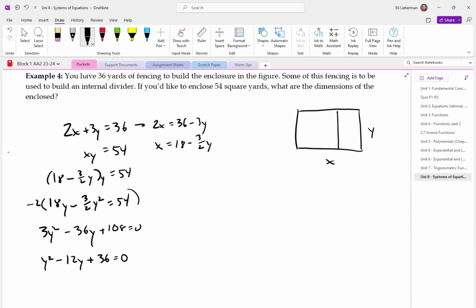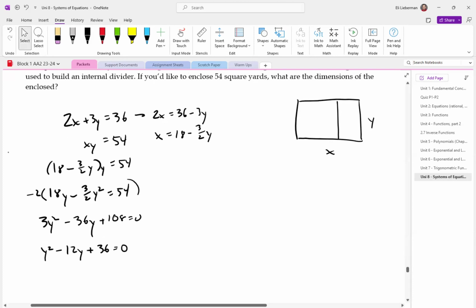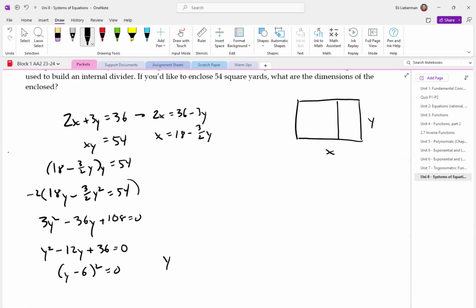Okay, well, what is the next step? Factor it. So it's y minus 6 squared, and then y is equal to 6. So x is equal to, should we plug it into the first equation or the second one? It's equal to 9. Are we good with this? Any questions? Ava, nicely done.